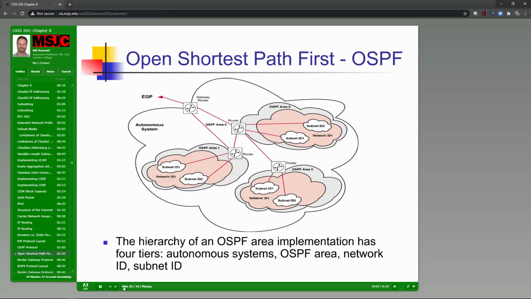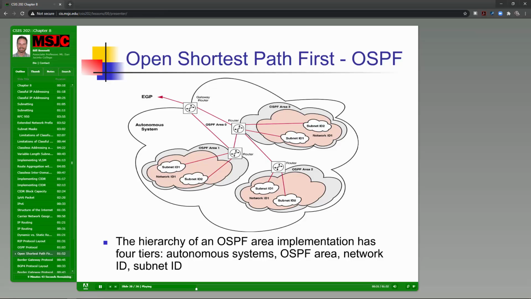Here's a diagram showing the hierarchy of an OSPF area implementation, which has 4 tiers to it: the autonomous systems, the OSPF area, the network ID, and the subnet ID. If you look closely at the graphic, you'll see in the top left-hand corner is the gateway router. That's what we call the edge router, the one that is going to connect to the outside world. And so on its outside interface, it uses an EGP, an exterior gateway protocol.